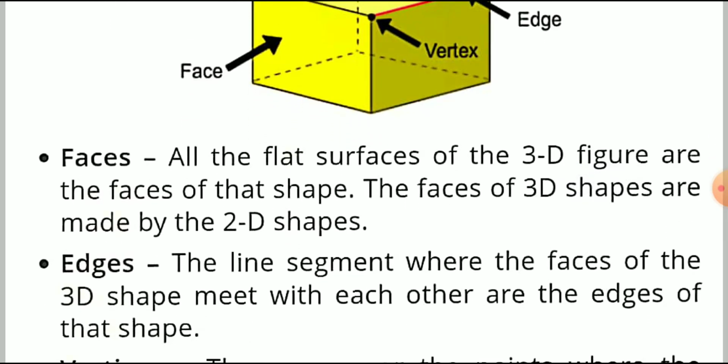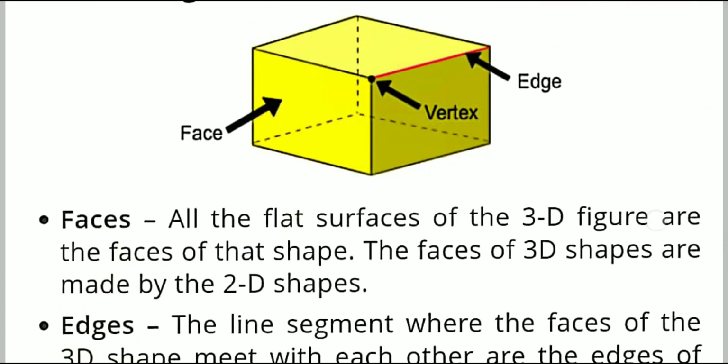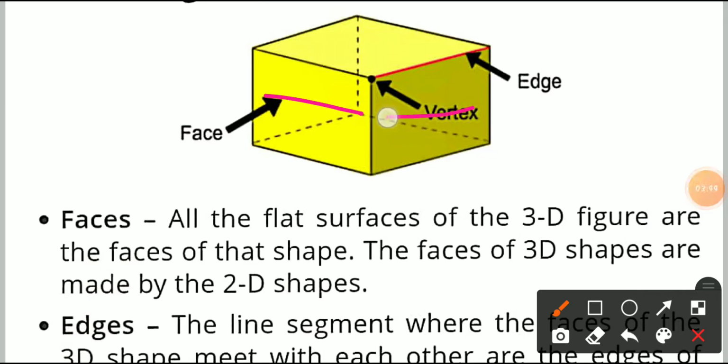Edges. The line segments where the faces of 3D shapes meet each other are the edges of that shape. You can see here in this picture, this rectangle, this rectangle, this rectangle. Or you can say only this rectangle and this rectangle are meeting on this line. This is an edge. Where two faces meet, that line is known as an edge.